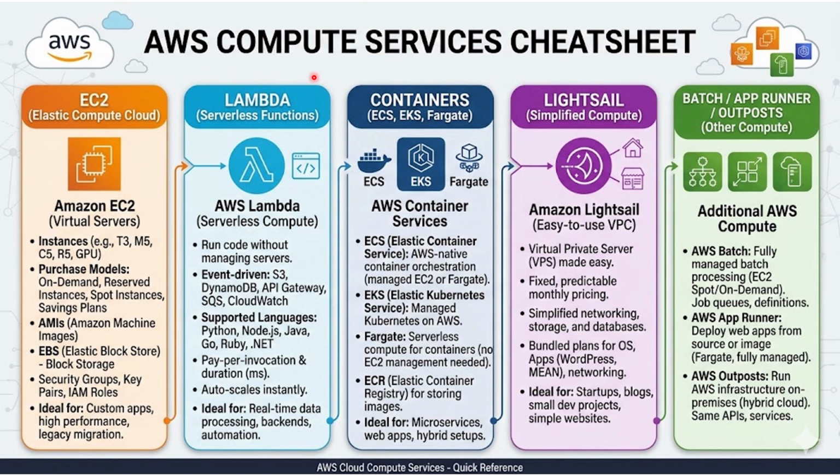This is the matrix which shows the AWS compute ecosystem in five distinct operational paradigms: virtual servers or EC2, serverless functions that is Lambda, and container orchestration. Then we have simplified compute, or Lightsail, and specialized enterprise compute. Now let's discuss each column from an architecture and business standpoint.